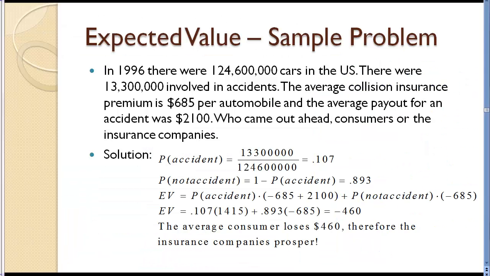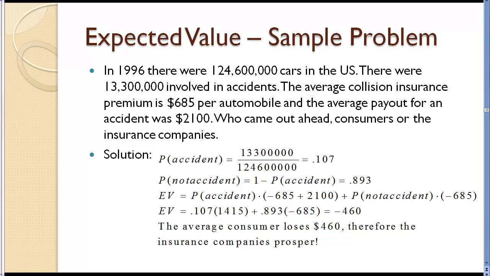Here's another example of expected value, the insurance business. So in 1996, you can see there were about 125 million cars in the U.S. and a little bit more than 13 million of them were involved in accidents. Now, when you pay for insurance, one of the kinds of insurance is collision, that pays for accidents, repairing your car, and the average premium was $685 per car. And when a car was involved in an accident, the average payout was $2,100. So do consumers or the insurance companies make out?